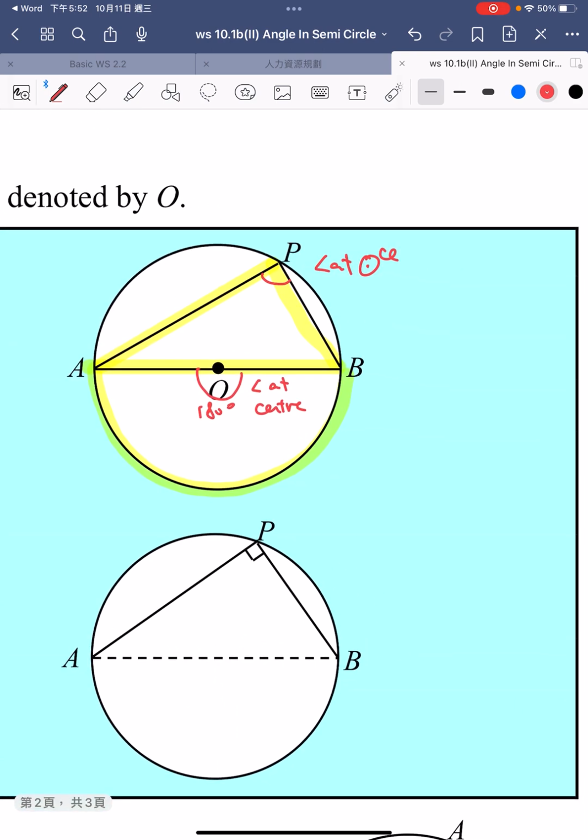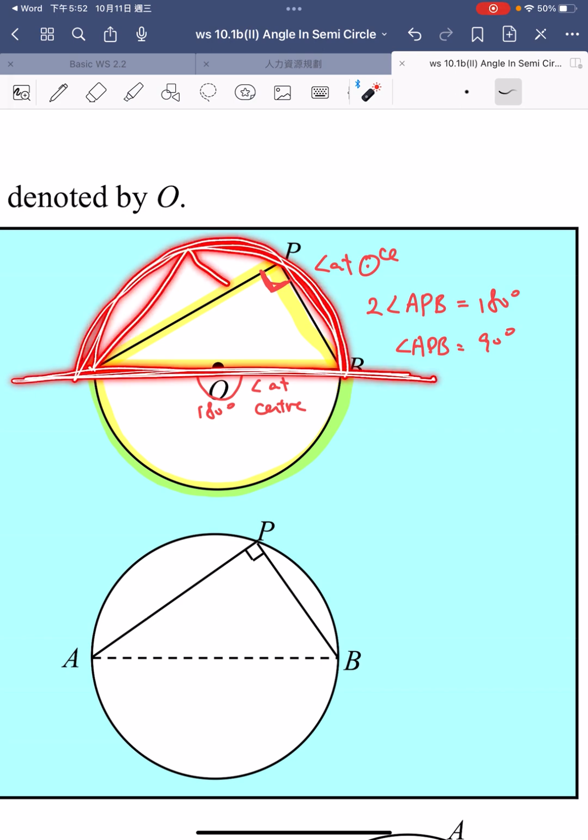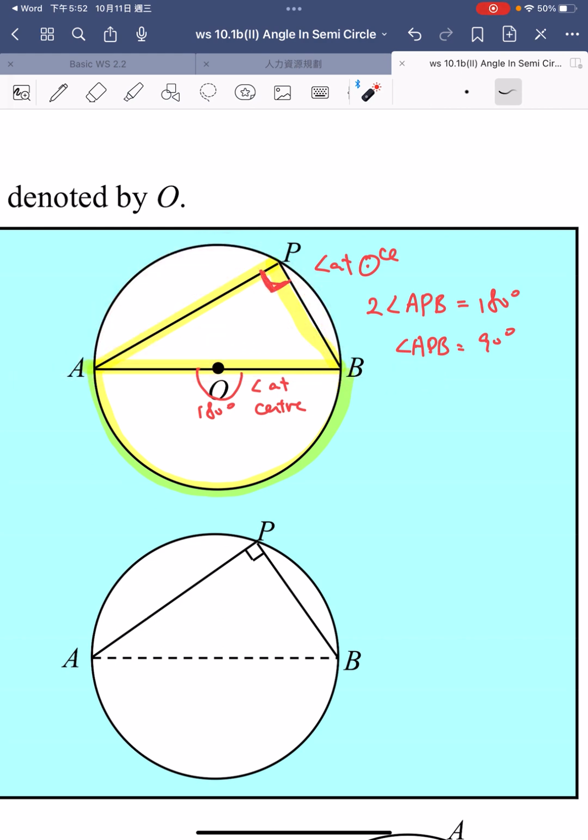As the angle at the center is twice the angle at the circumference, the two angle APB will give you 180 degrees. So the angle APB is equal to 90 degrees, which means that APB is a right angle. If we cut this circle in half via the diameter, we only need to concentrate on the upper half, which is a semicircle. Any angle from A via the semicircle to B will be a right angle. That's the main theory about this.